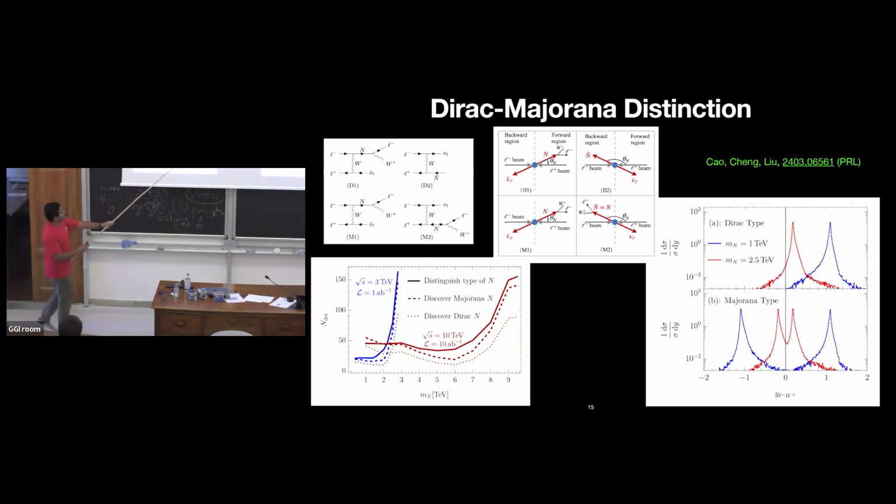Right, and that's what you see over here. But in the small case, it's because of the cross section. The cross section for 3 TeV is larger compared to the 10 TeV case. Right, I think so. Yeah.